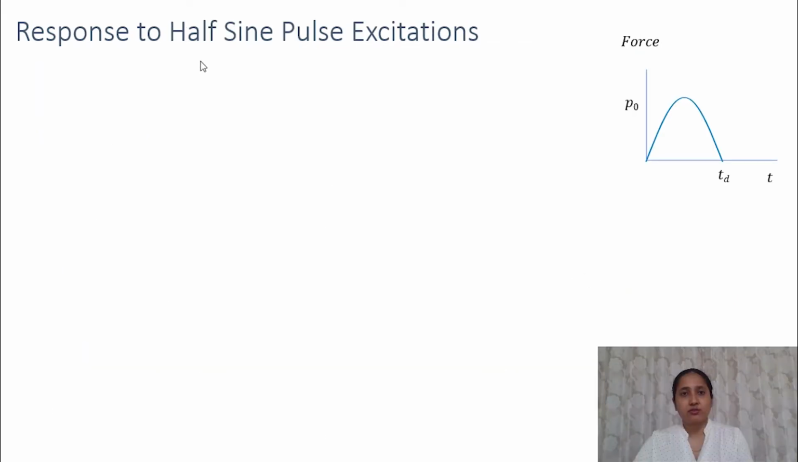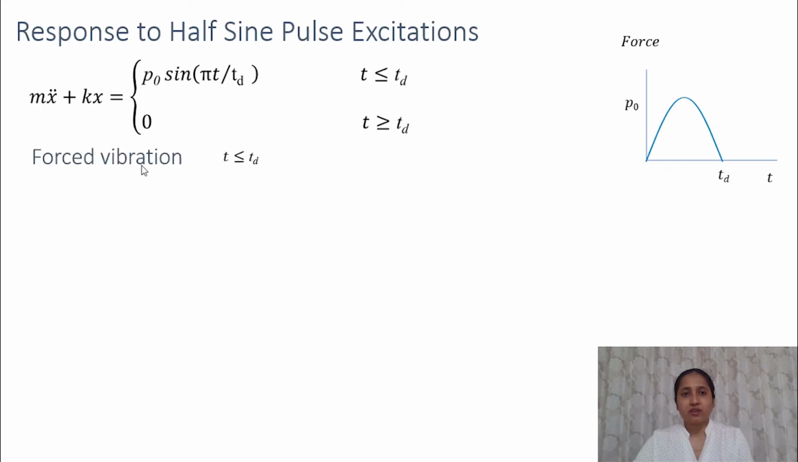So now let's see the response to another pulse excitation, that is half-sine pulse. So the shape of the pulse is half-sine wave and the amplitude is p naught and the duration of the pulse is Td. So we can write the equation of motion as this. So when t is less than Td, the force will be p naught sine pi t by Td. So this is a harmonic force during this time between 0 and Td. So we can find the forced vibration response for t less than or equal to Td, that is during this time the system is under forced vibration.